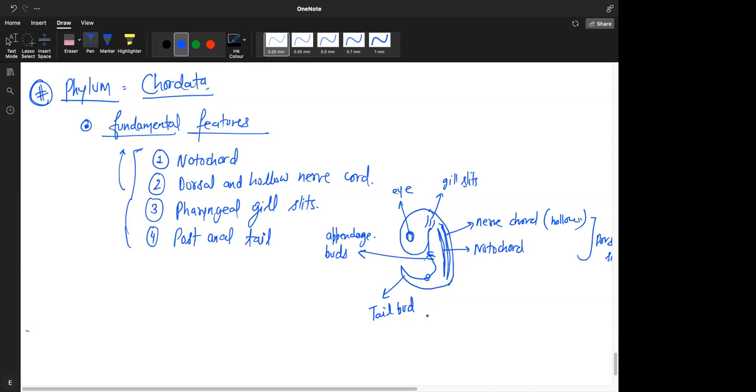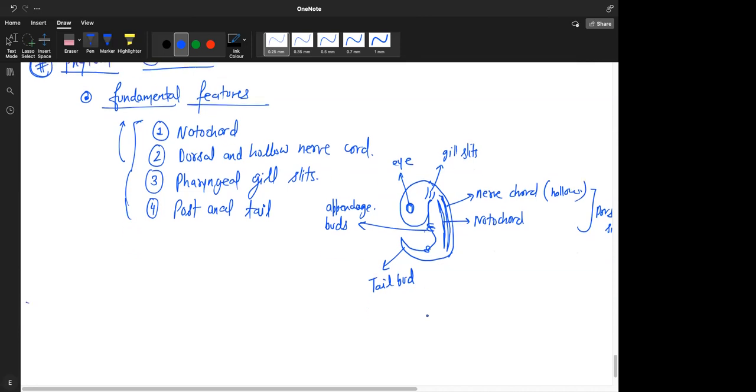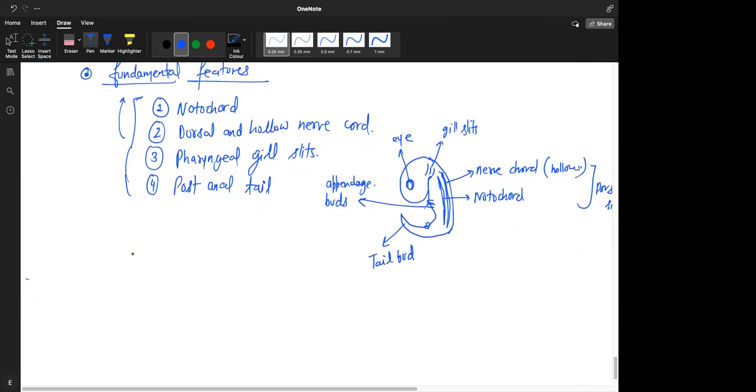Do you understand? Every chordate embryo looks like this in the first stage. So this is a proof that every chordate must have these four fundamental features. Okay? You know? Very good. Now, talking about some basic things. So tell me bilaterally, symmetry, sorry.